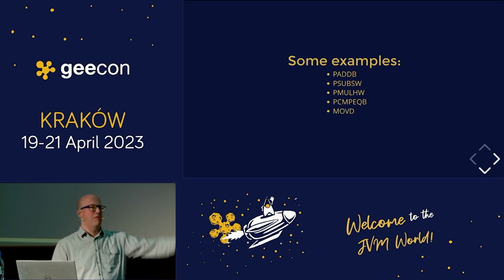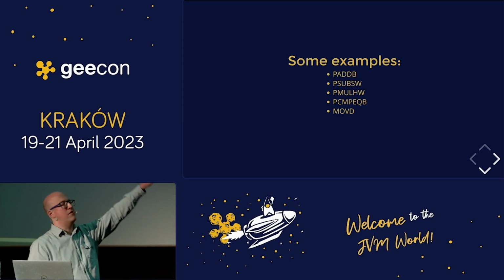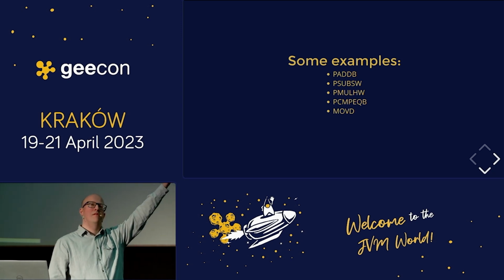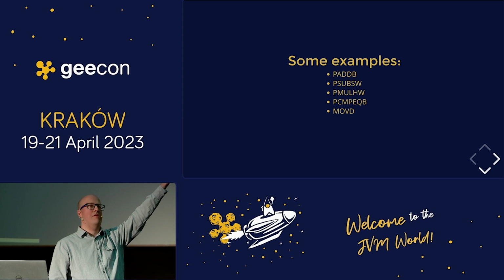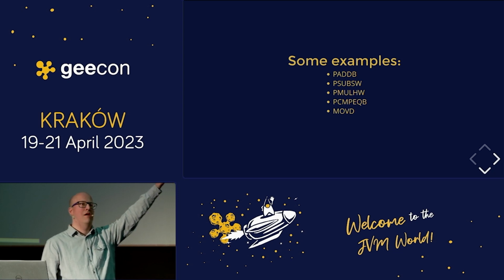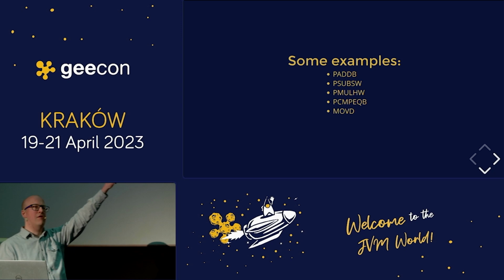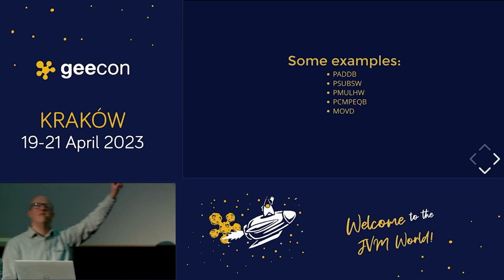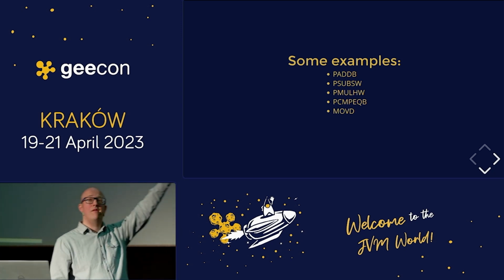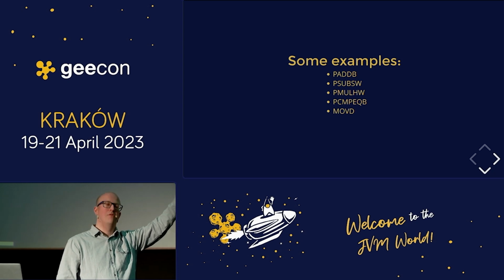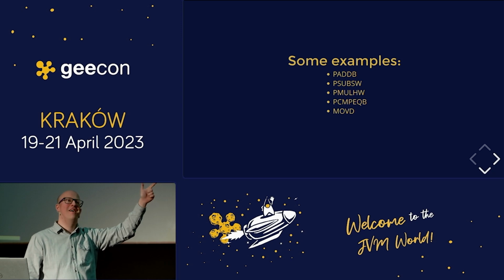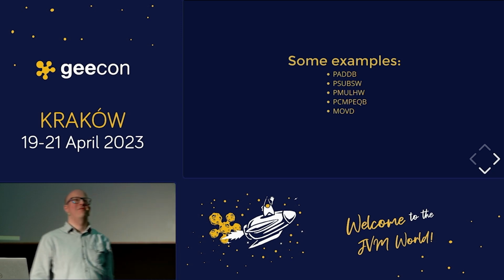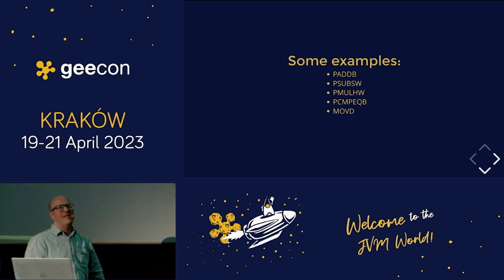So let's have a little competition. First one. What does it do? What do you put the bet on? Yeah, addition. Second one, subtraction. Exactly. Third one, multiplication. And the fourth one? Ah, good. We have one specialist there. And the fifth one?